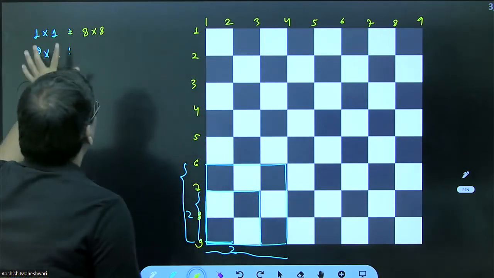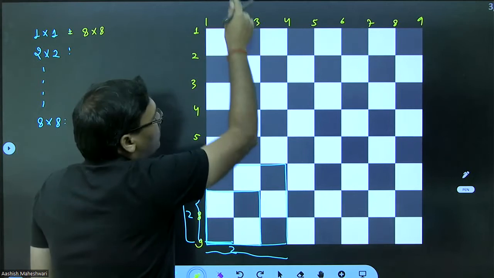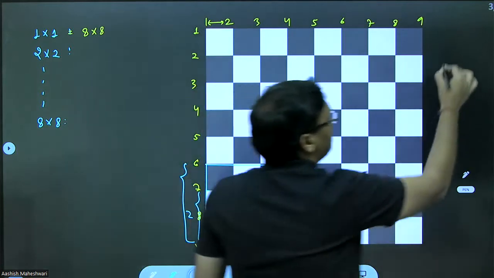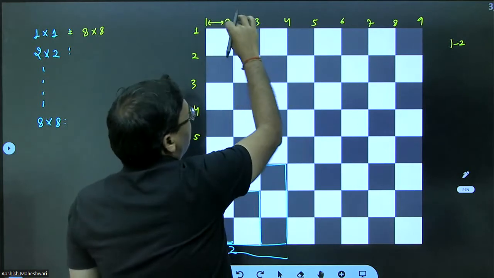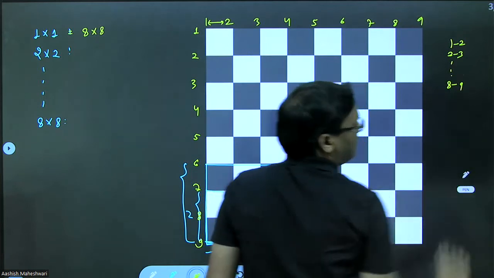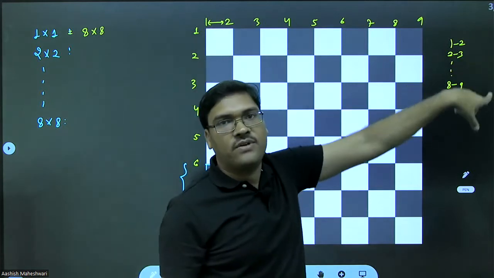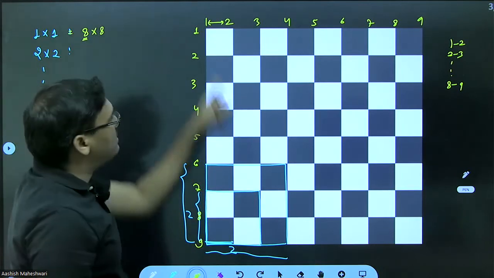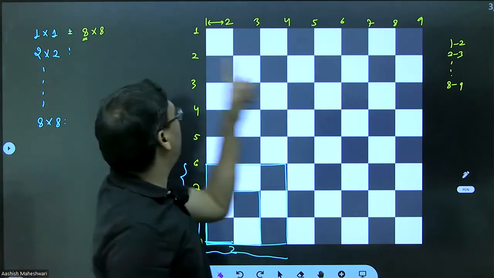Now see, if you have to make any 1 cross 1, then you have to select two vertical lines such that the gap between them is 1 unit. So in how many ways can I select? I can select line number 1 and line number 2, so that this length will be equal to 1 unit. Or I can select 2 and 3, and so on. I can select 8, 9. So in how many ways can I select 2 vertical lines? You can see in 8 ways. So total number of ways of selecting vertical lines is 8. By exactly the same logic, how many ways of selecting horizontal lines? Again, 8 ways. So this is how you reach 8 cross 8.